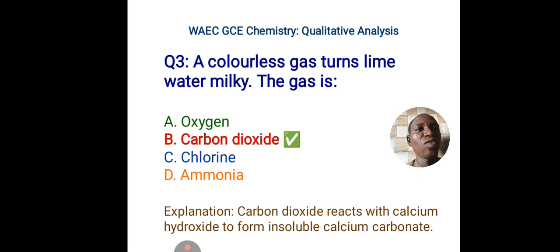Third question says, a colorless gas turns lime water milky. The correct answer is carbon dioxide. Carbon dioxide reacts with calcium hydroxide to form insoluble calcium carbonate. That's the white precipitate that is formed. Please, this question is a very common question. Very common. Repeated again and again over the years. I've observed this. Please, please, please. It can come in any form.